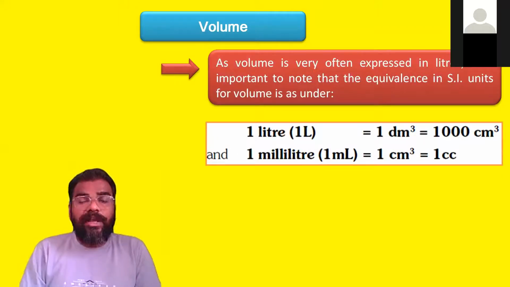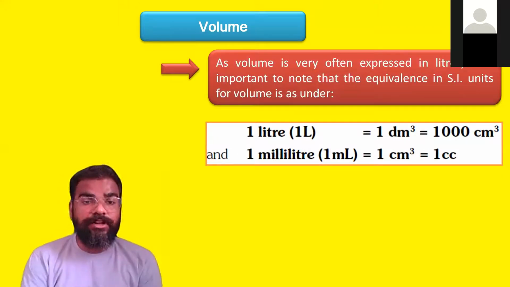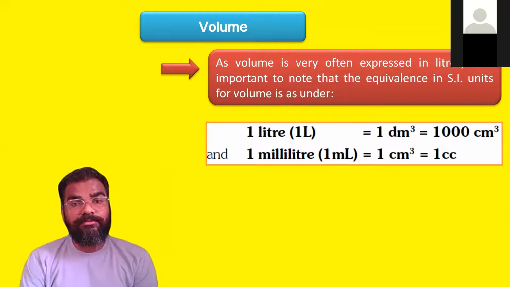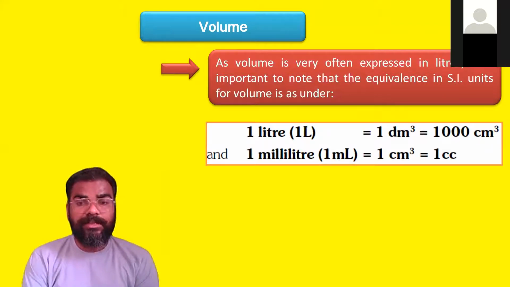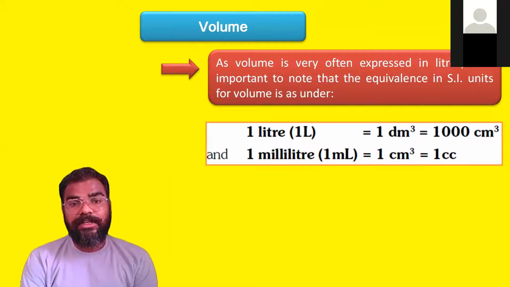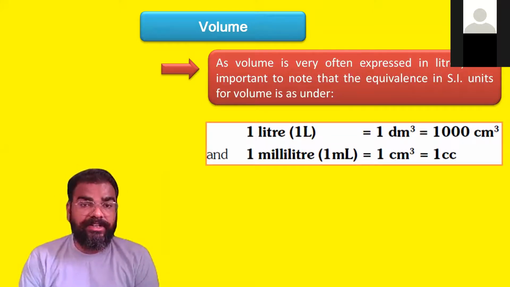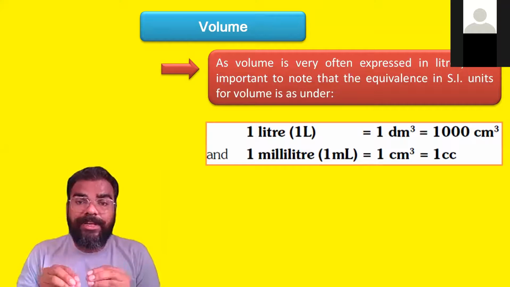Now there are a few physical quantities, and one by one we are going to discuss them. The first one we have is volume. Volume is very often expressed in liters. Generally the volume is expressed in liters. वो लीटर में मेजर करते हैं.